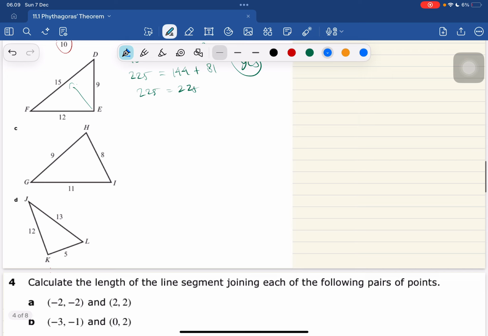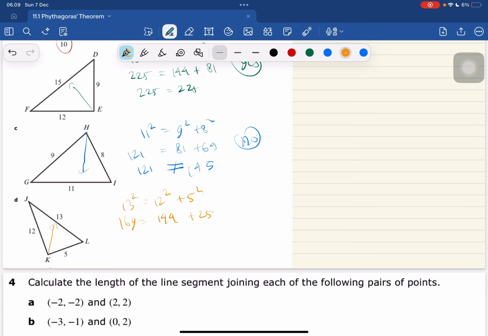Check it for C. The longest line is 11. So 11 square is equal to 9 square plus 8 square. So this is 121 equal to 81 plus 64. Okay, so 121 is not equal to, this is 145. So this is no. Next here. Okay, hypotenuse 13 square equal to 12 square plus 5 square. So 169 equal to 144 plus 25. So 169 equal to 169. Okay, so this is yes.